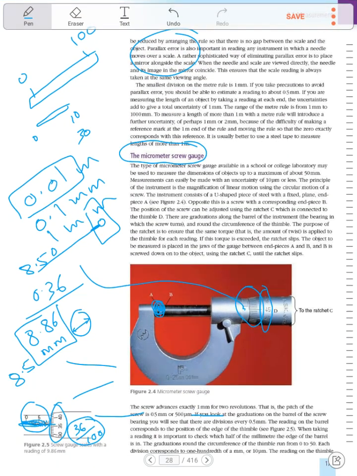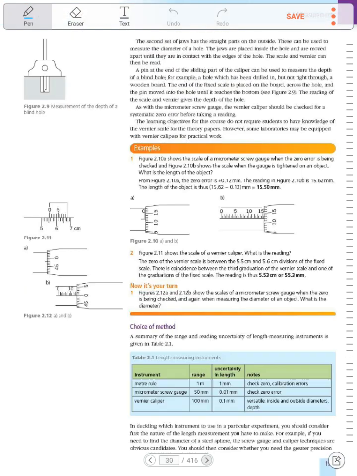We have two types of errors, which are the absolute error and the percentage error. The range of the meter rule is 1 meter, so you can measure 1 meter. The maximum value is 1 meter for the meter rule. You can measure values which are less than 1 meter. In the micrometer, the range is 50 millimeter as the maximum value. Okay, and this is the error as we mentioned before. In the vernier caliper, the maximum value is 100 millimeter, and this is the error in the vernier caliper.